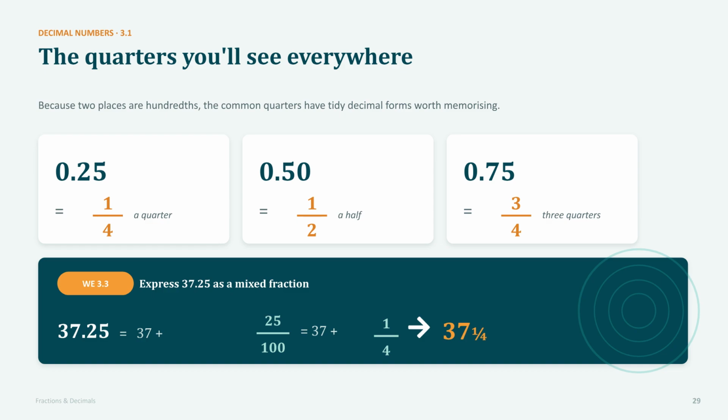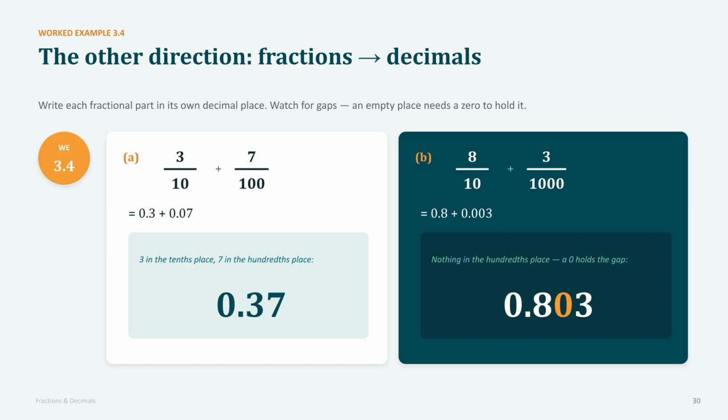Some decimal fractions appear so frequently they are worth committing to memory. These include the common quarters: 0.25 for 1/4, 0.50 for a half, and 0.75 for 3/4. When converting fractions to decimals, ensure you account for every decimal place. If a position is empty, use a 0 as a placeholder to maintain the correct value.